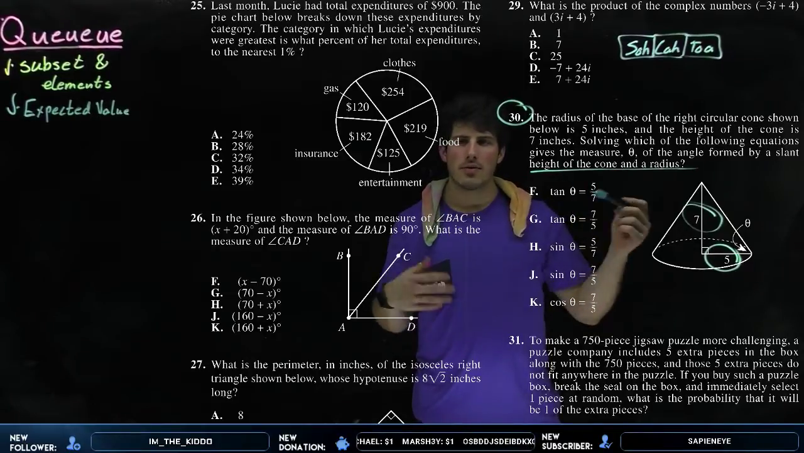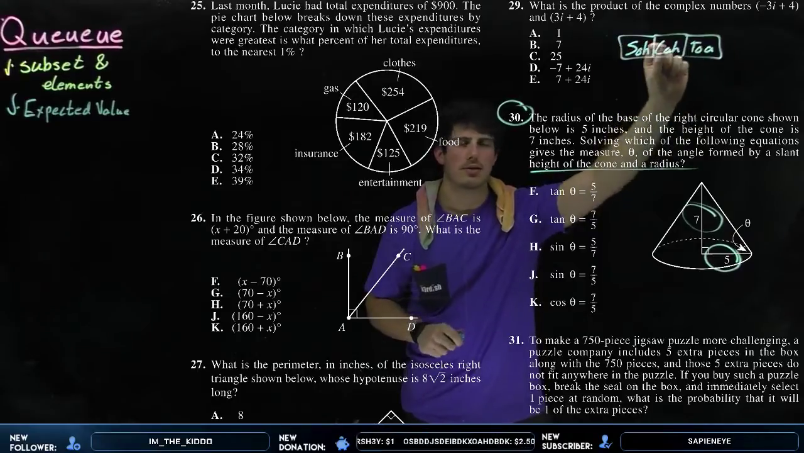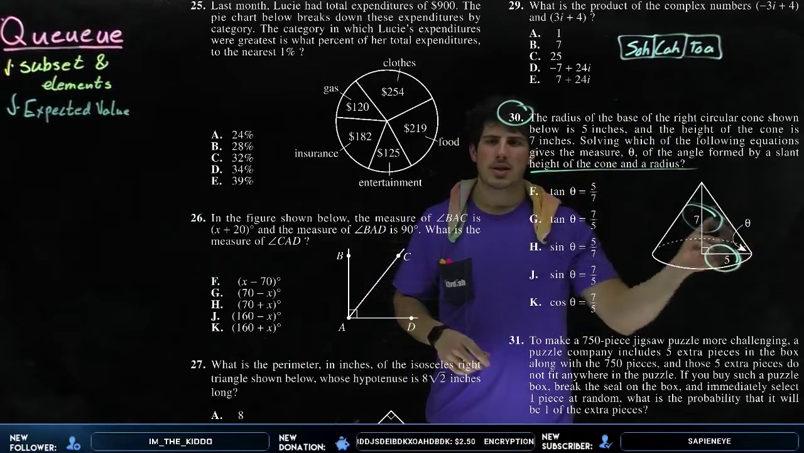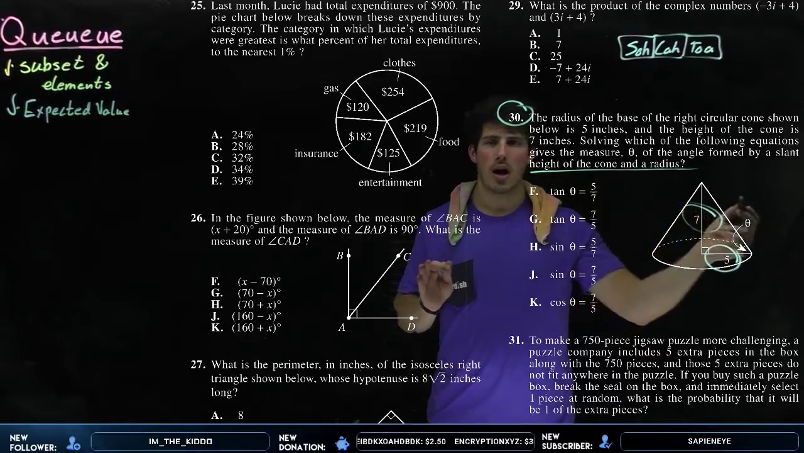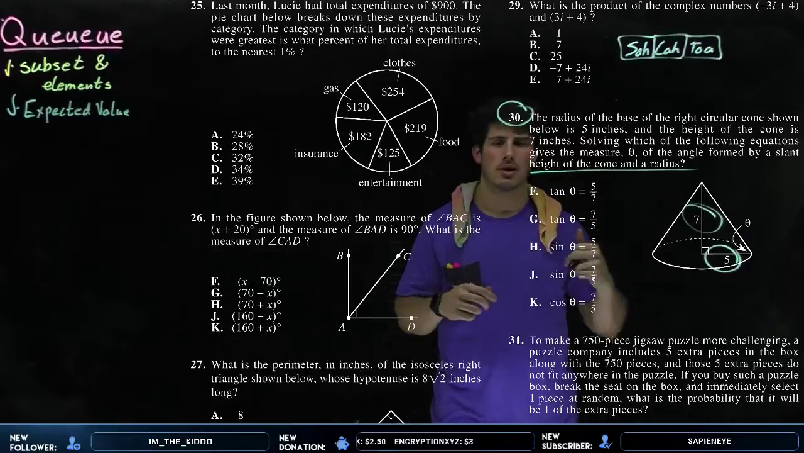All of these have 5 and 7 in them. Great. So let's go back to the definition of SOHCAHTOA, or what we know about sine. Sine of this angle is going to be the opposite, 7, over the hypotenuse. We don't know the hypotenuse. Sine is just out. It's gone.